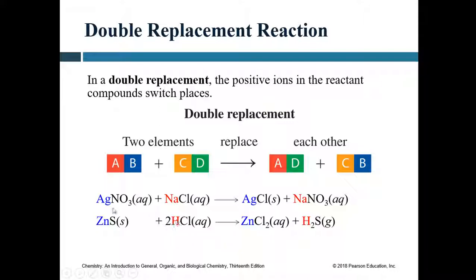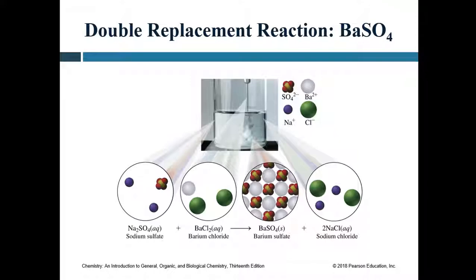So we have silver nitrate plus sodium chloride. When the silver goes in and kicks out the sodium, our silver hooks up with the chloride, and our sodium hooks up with the nitrate. Now in zinc sulfide plus hydrochloric acid, the zinc goes in and kicks out the H. Then the H hooks up with the sulfur, giving H2S, hydrogen sulfide, and zinc chloride. So you will notice there's a double replacement. They switch places, hence double replacement. And so here's a visualization.